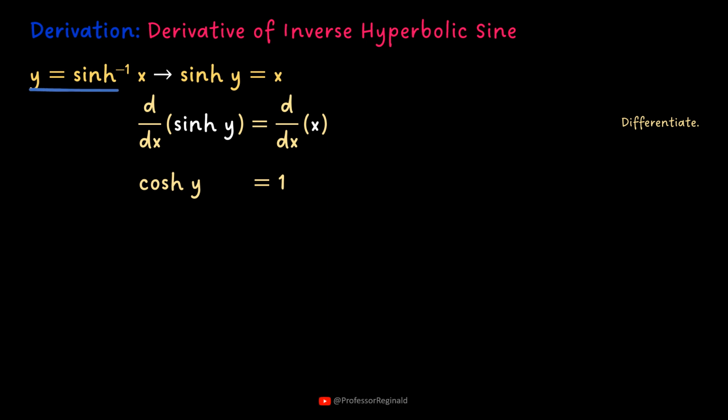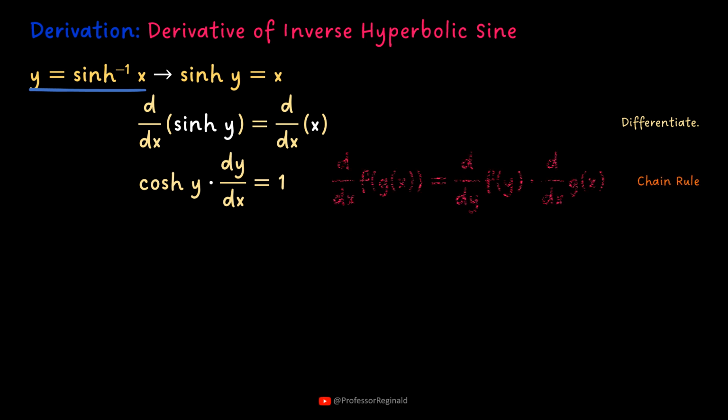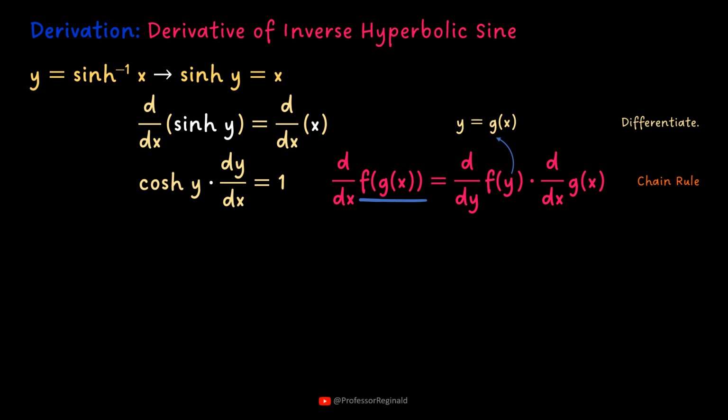However, because y is a function of x and we need its derivative with respect to x, multiply the result by the derivative of y with respect to x. This differentiation process is called the chain rule, and it is applied in differentiating composite functions. Use a hyperbolic identity to express hyperbolic cosine of y in terms of hyperbolic sine of y.